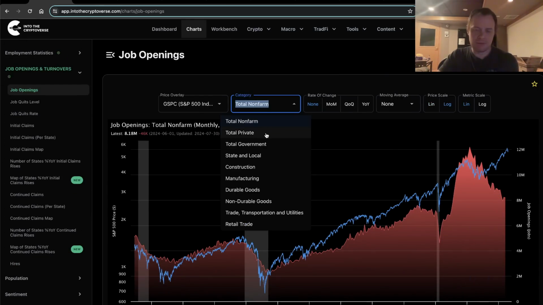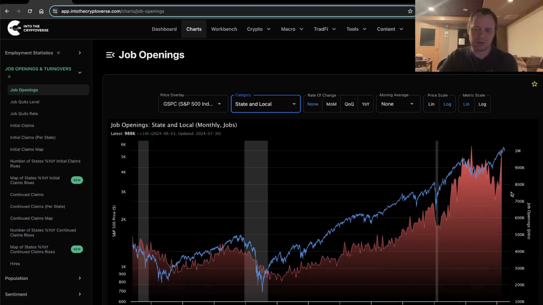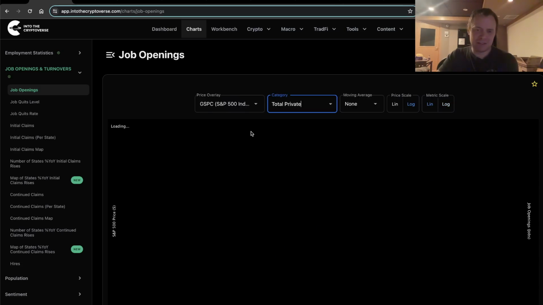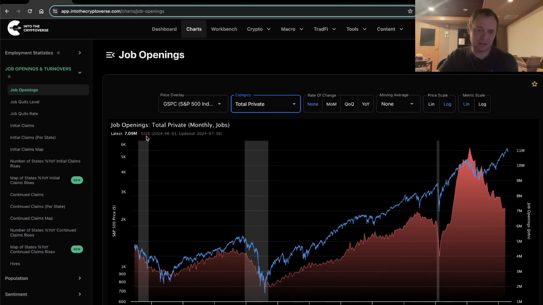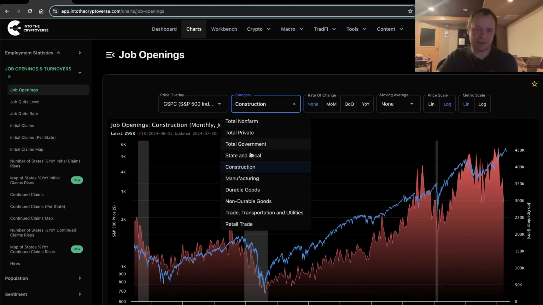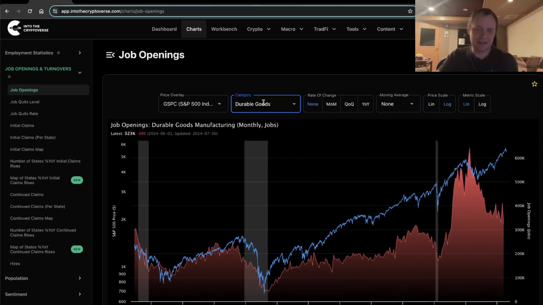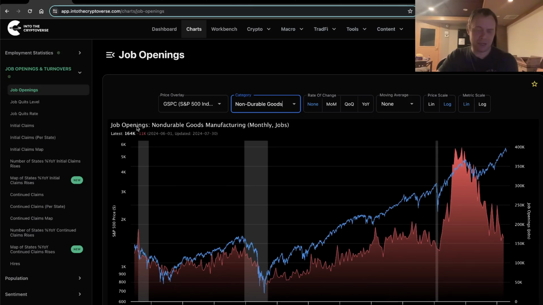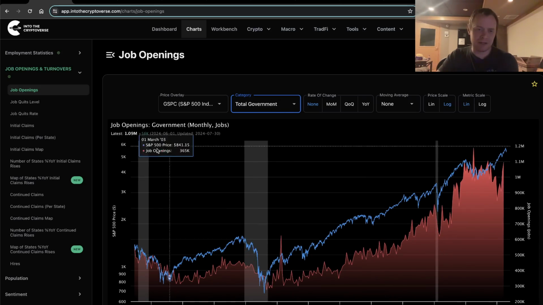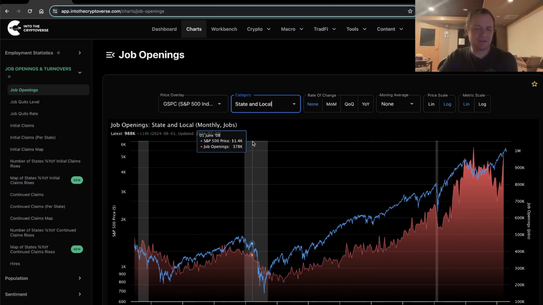This is total non-farm. One of the reasons job openings is so high, though, is because of the government, right? If you look at total government, job openings just shot back up. If you look at state and local, it just shot back up. But then if you look at all these other categories like private, we lost 102,000, right? Job openings. If you look at construction, lost 71,000. Manufacturing, lost 100,000. Durable goods, lost 88,000. Non-durable goods, lost 11,000. But then you go look at total government and you're like, oh, plus 56K, or state and local, oh, plus 118K. So it's mostly coming from the government, is where those job openings are even coming from.